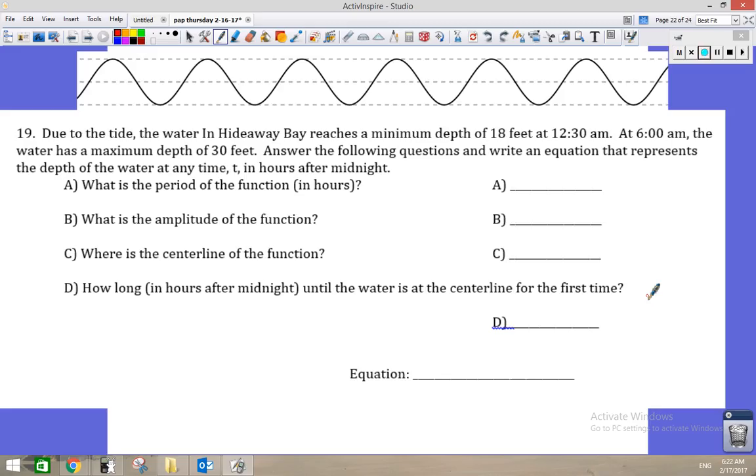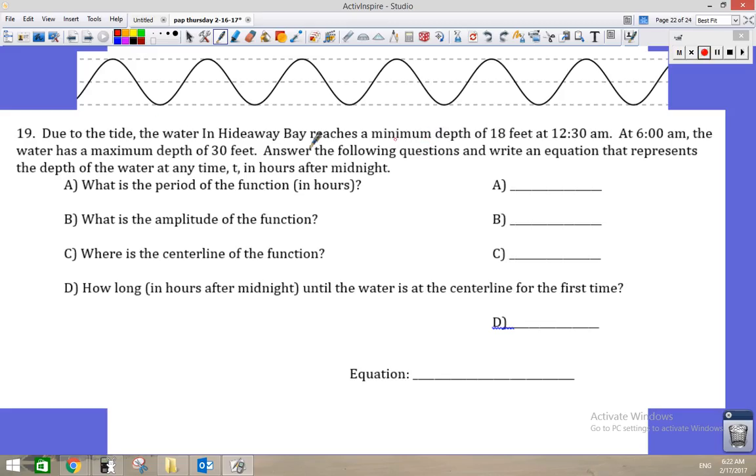Let's take a look at the next one here. We've got a tide problem. There's a high tide and a low tide in these tide problems, and we've seen one of those in the homework assignments previously as well. The water in Hideaway Bay reaches a minimum depth of 18 feet at 12:30 a.m. and at 6 a.m. the water has a maximum depth of 30 feet. Answer the following questions. Write an equation that represents the depth of the water at any time t in hours after midnight.